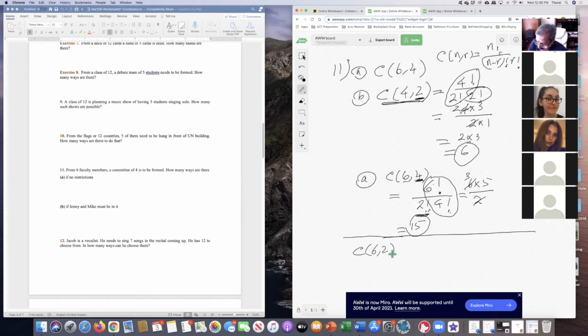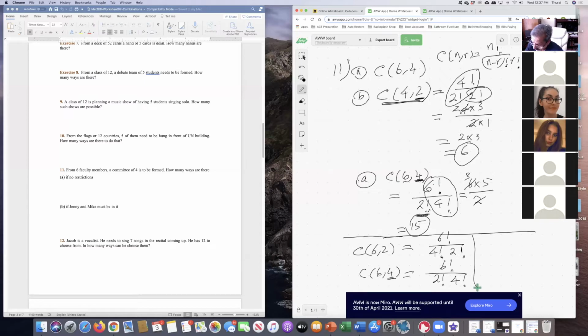C(6,2) and C(6,4) are going to come out the same. Let me show you why. 6 factorial over (6 minus 2) is 4 factorial times 2 factorial, right? In the case of 6 minus 4, 6 factorial over (6 minus 4) is 2 factorial times 4 factorial. See that they are the same? Yes. That's because of the factorial n minus r and the factorial r in the denominator, they are the same.